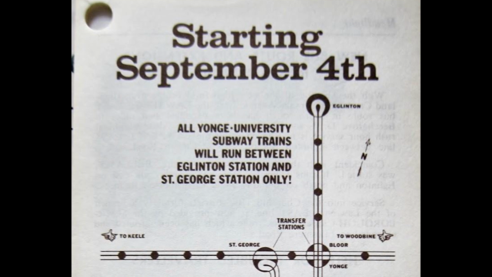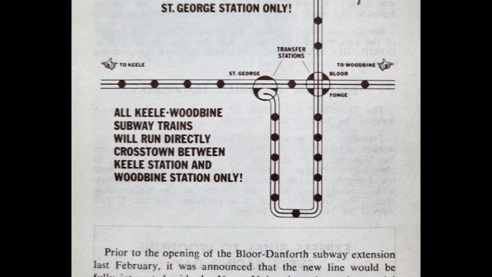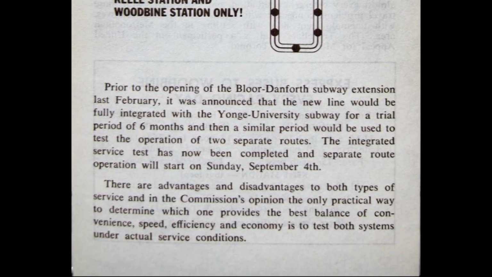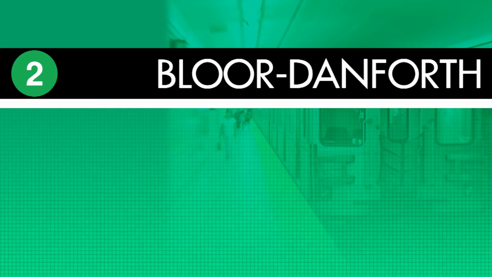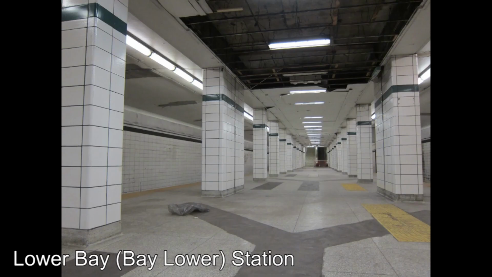After 6 months of operation, the TTC would then run the two lines as separate services for a time and then put out a survey asking riders which service style they preferred. The TTC would claim that while a smaller number of people benefited from segregated service, it was all the same to the majority of riders. On the grounds of segregated lines being easier to operate, the TTC would end the interlining plan and the Bloor-Danforth and Yonge University lines would operate as separate lines from there on out. As a result, Lower Bay Station would be closed.